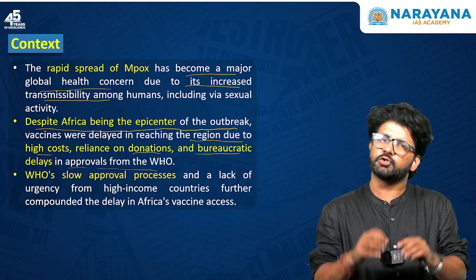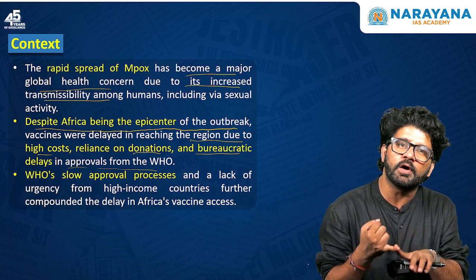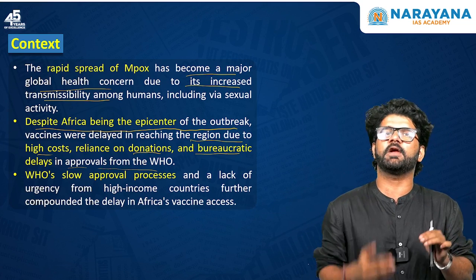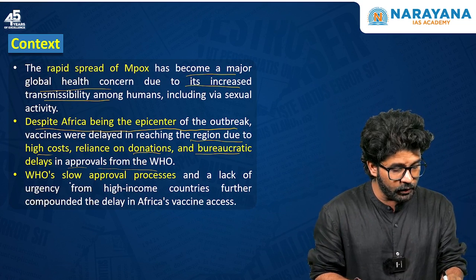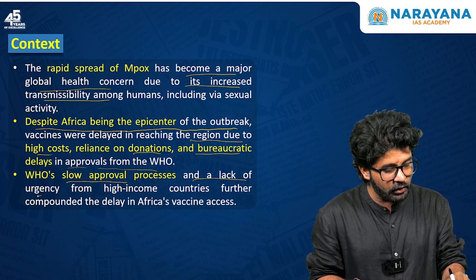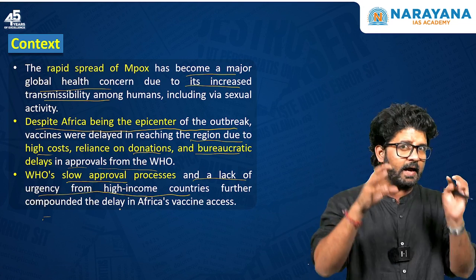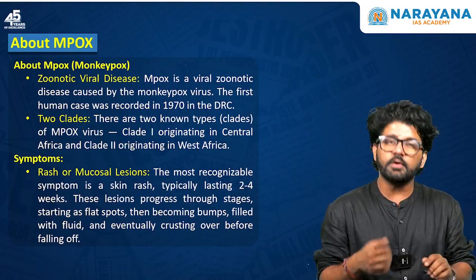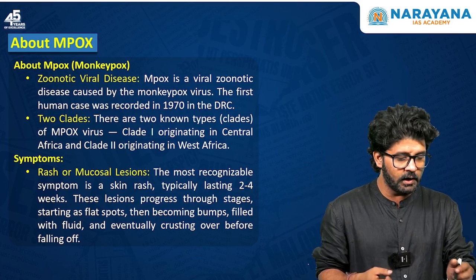Again, these are fancy words. Hope you are understanding. Mainly because they are poor countries. Most of these countries which are getting impacted by Mpox in Africa, poor, they are not getting the vaccine. That is a basic gist of it. WHO's slow approval processes and a lack of urgency from high-income countries further compounded the delay in Africa's vaccine process. Hope you understood what is happening here. So now let's talk about the issue at hand. Mpox, monkeypox. What is it?